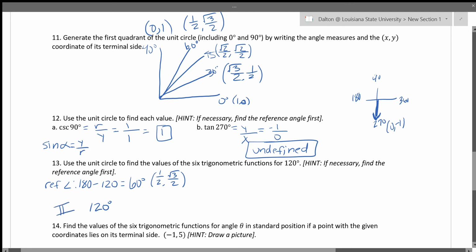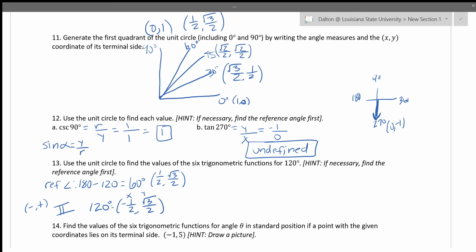So what you need to remember in quadrant 2, all of your coordinates have the signs -x, +y, right? Because they go to the left and then up. So I'm going to take my reference angle. I know it's going to be the same two numbers, except my x value is going to be -1/2, and my y value is going to stay the positive square root of 3 over 2. So for 120 degrees, I know these are my coordinate points that I'm going to use. So when I need to find the 6 trig functions, I'm going to use those two coordinates there.